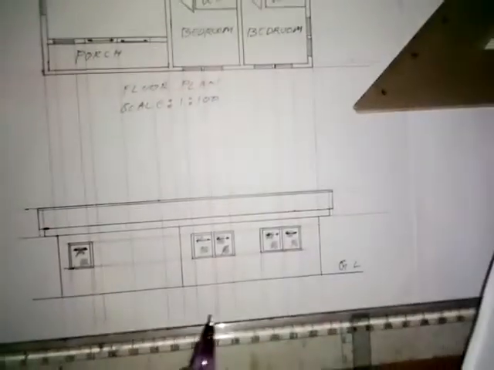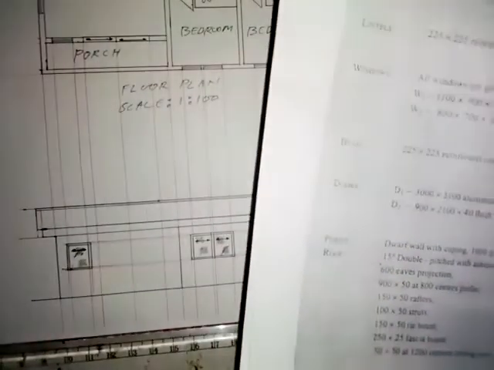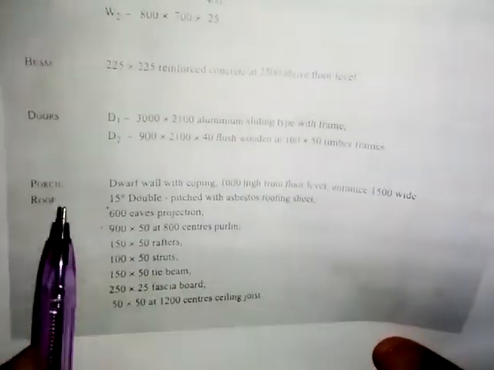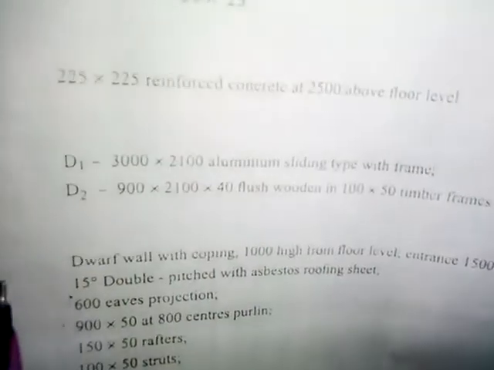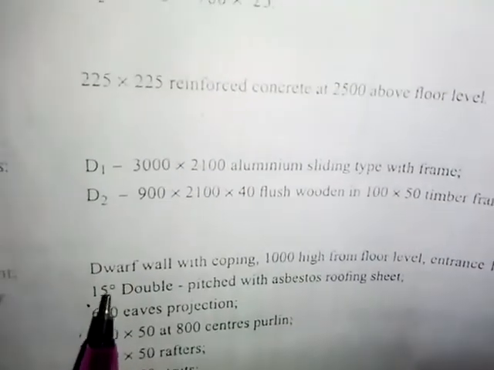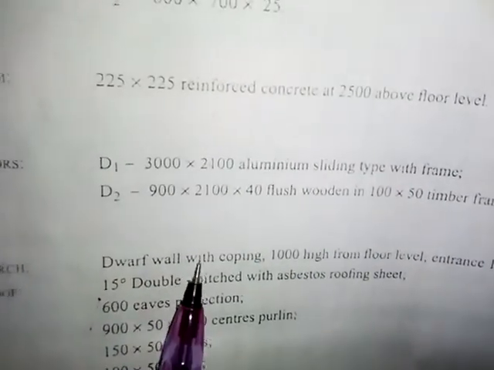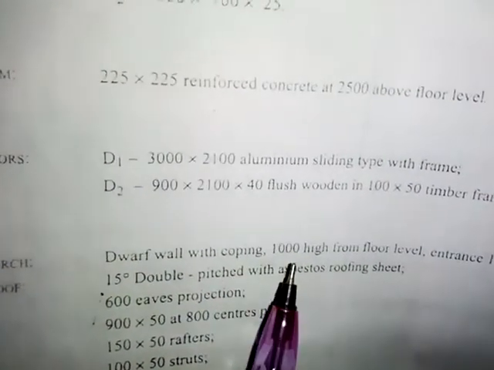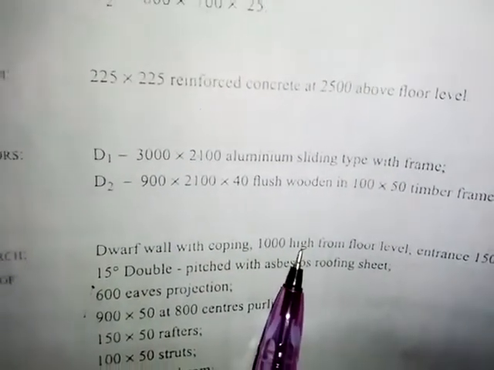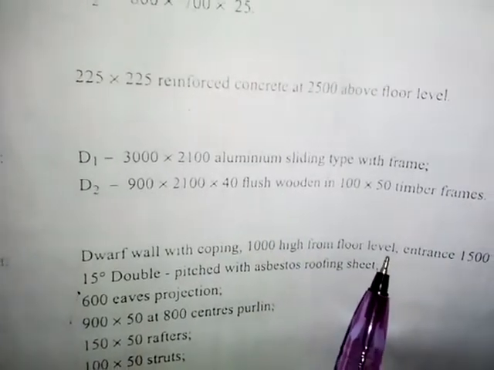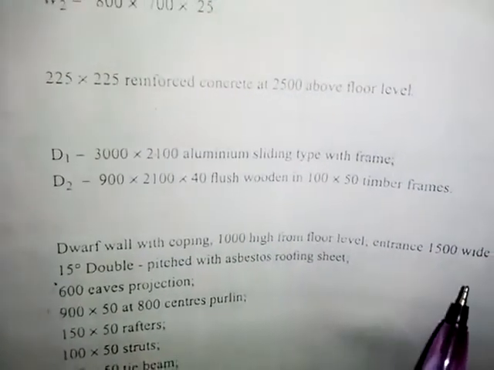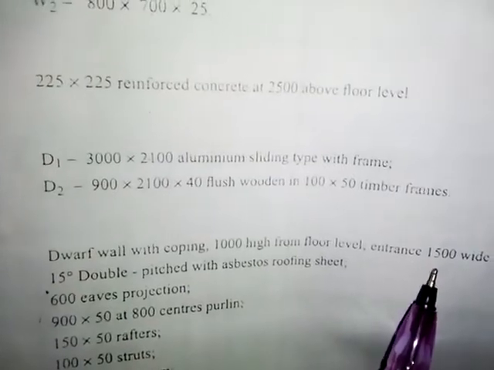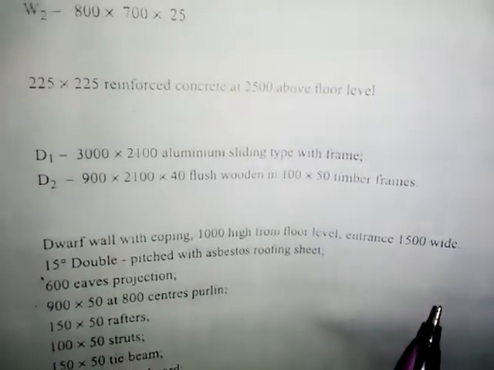So I want us to work on the porch first. Now let's go to the porch for the specification there. Here we have dwarf wall with coping, 1000 high from floor level. Entrance 1500 wide.